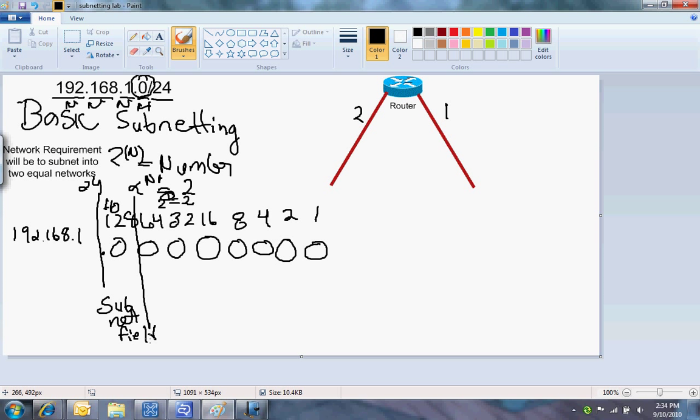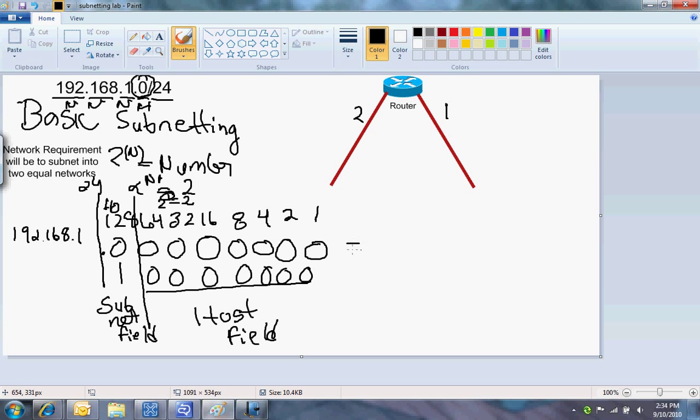And this is where I'm going to build my networks from. Now remember, our bits can only be a 0 or 1. So this bit here, I'm going to turn it on, and then I'll put zeros in here. This now becomes my new host field in here. So here's where I'm going to build my networks.